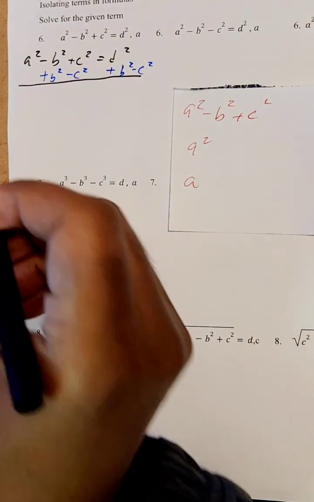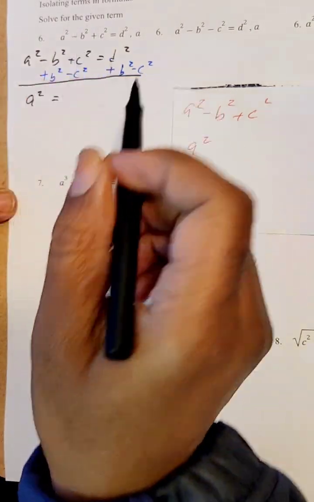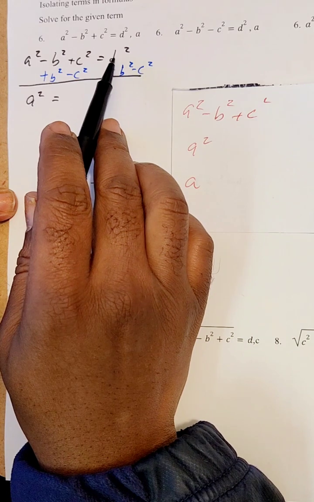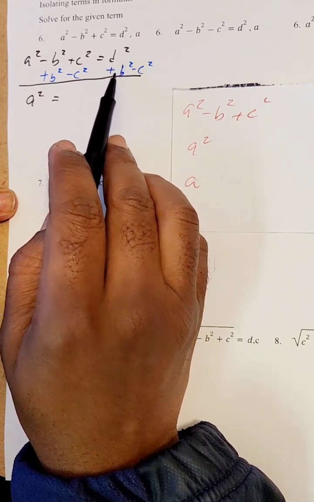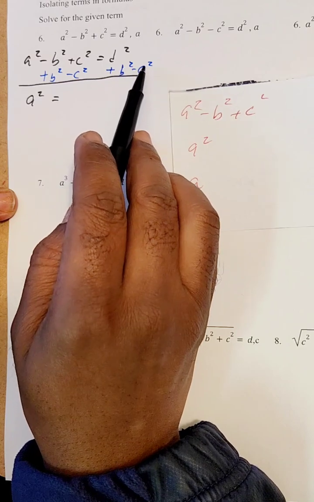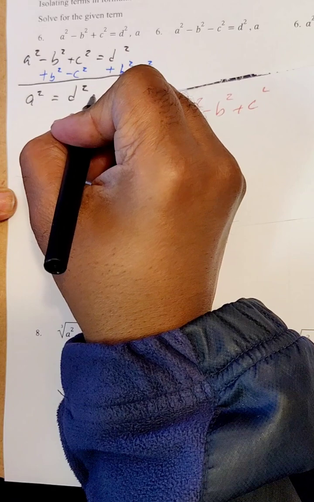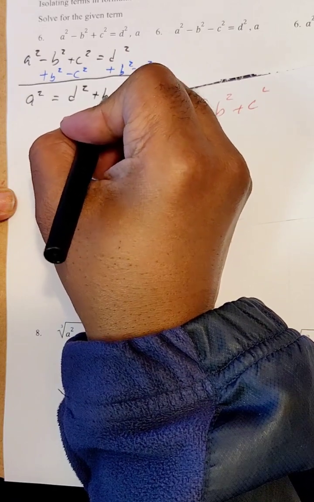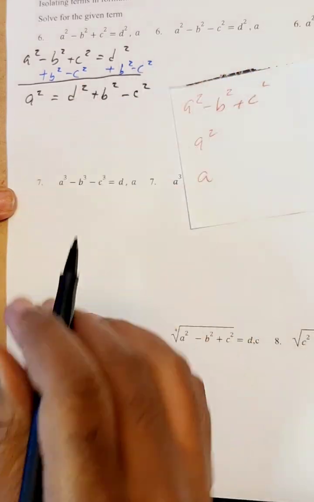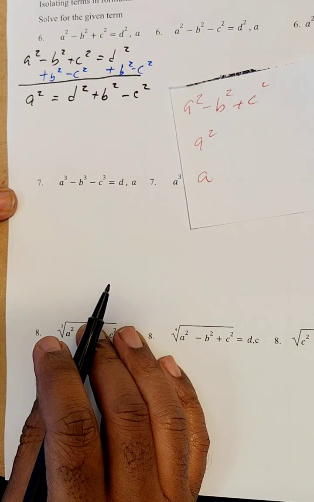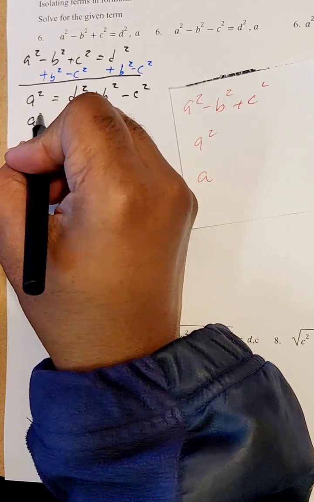What's left on the left side is only a squared. Whereas on the right side, we have the d squared, the b squared, and the negative c squared. So let's put all those next to each other. D squared, the positive b squared, and the negative c squared. Now from here, we want to get rid of the square from the a.